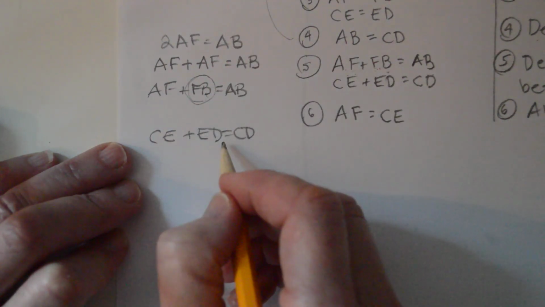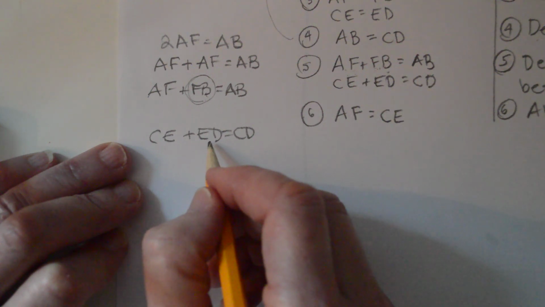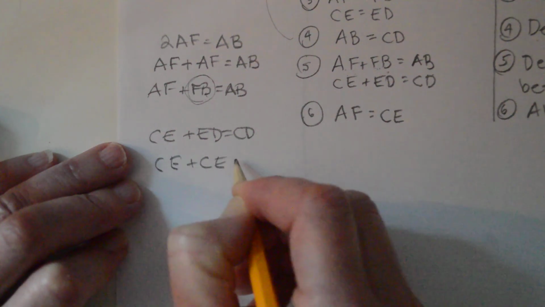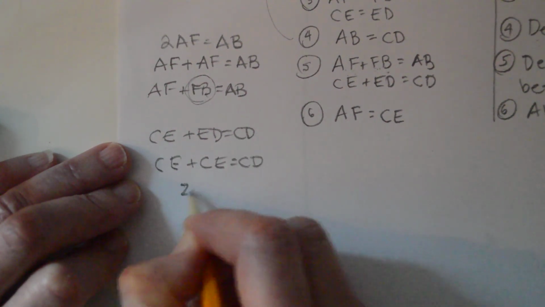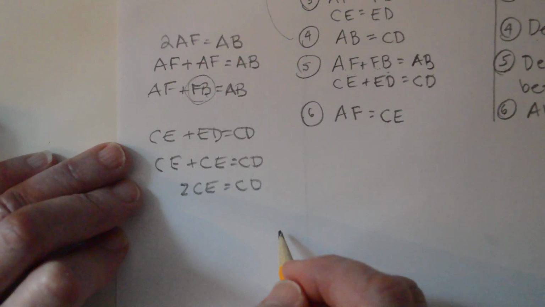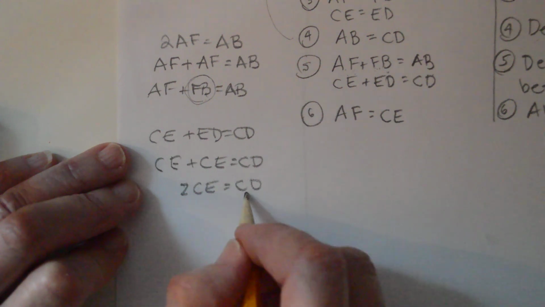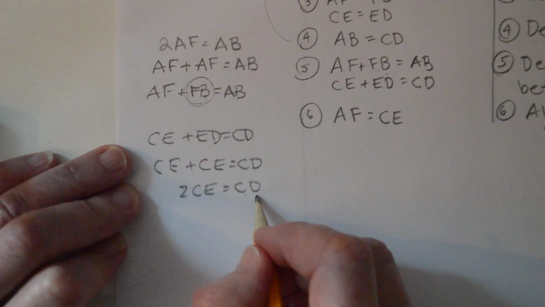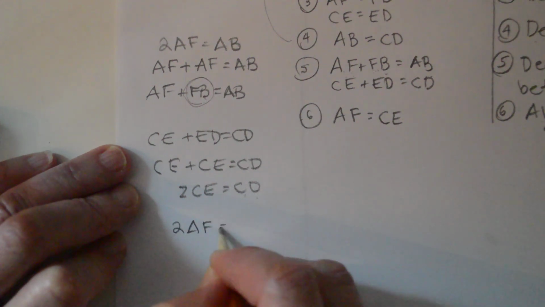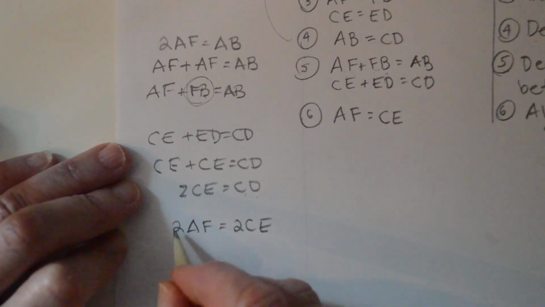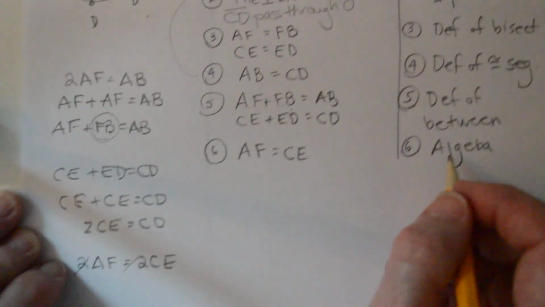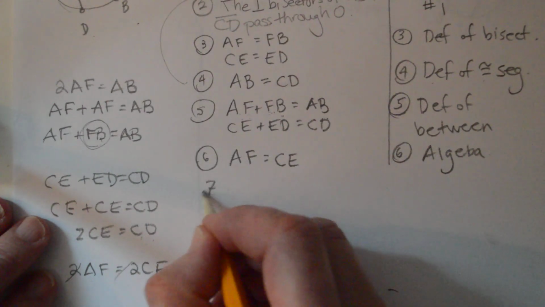I'm going to do the same thing down here. I know that CE and ED are equal to each other, so CE plus CE equals CD, or 2 CEs are equal to CD. I also know that CD and AB are equal to each other. That was from step 4. So I'm going to say 2 AFs are equal to 2 CEs, and then I can just cancel out this 2, and I get AF equals CE. So there's a bunch of algebra involved in that, but that's what he did in order to do that.